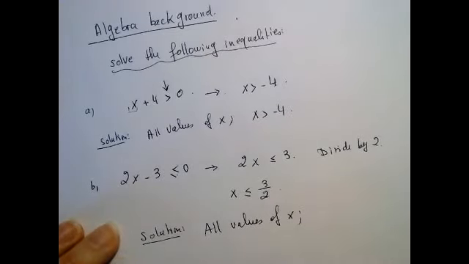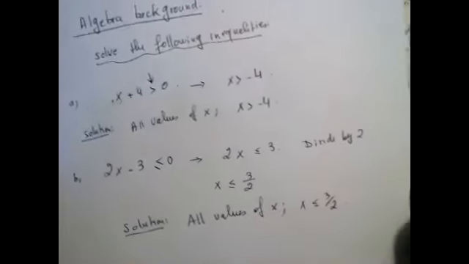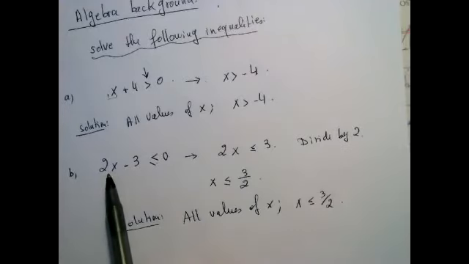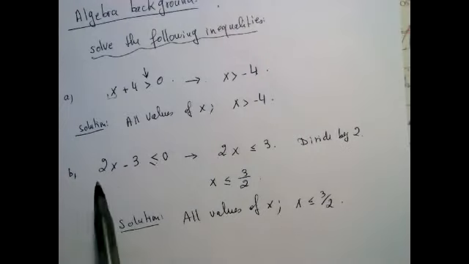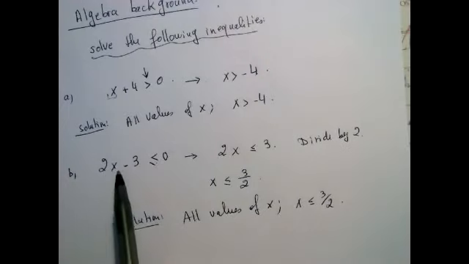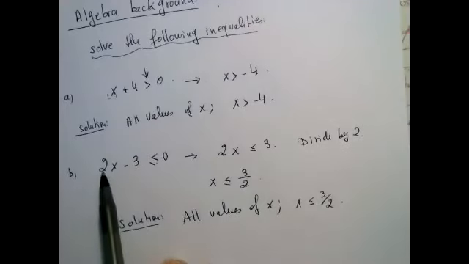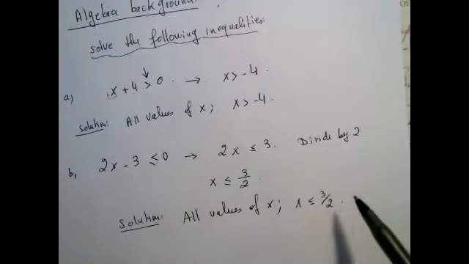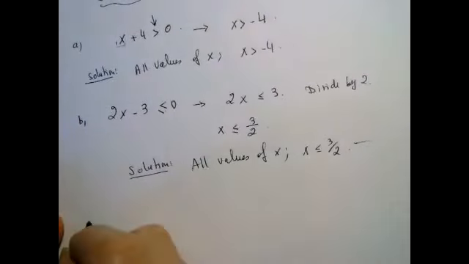All values of x that have the property that they are less than or equal to 3/2. So will 0 do? Yeah, 0 is less than 3/2. 0 minus 3 is negative. 1 will do because 2 times 1 minus 3 is negative. 1.4 will do because 2 times 1.4 is 2.8, minus 3 is negative. Anything less than 3/2. All right, let's do one simple one.